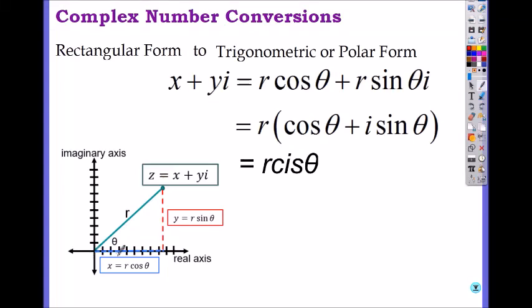The x-axis is, again, the real axis. Y is the imaginary axis, so we can write it as x plus yi. X is r cosine theta. Y is r sine theta. And r is the length of this segment.